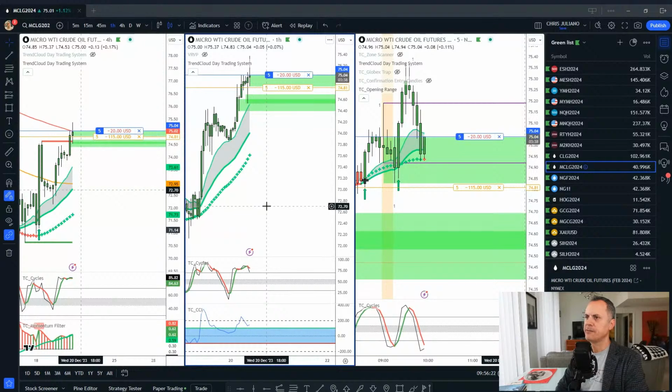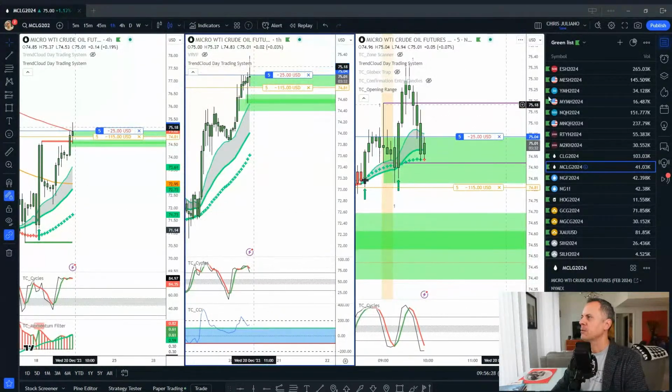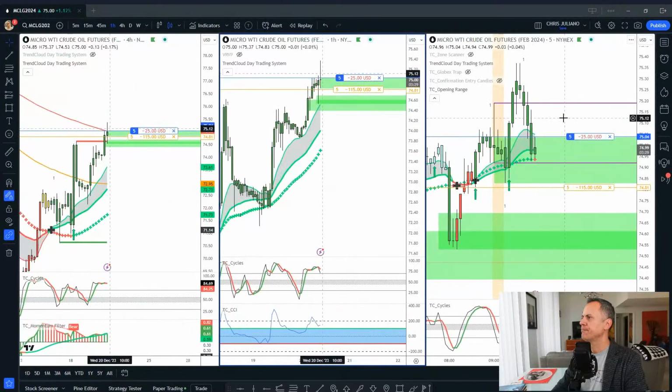Bouncing off the 50 simple. Woo, look at that. Come on. Come on, TrendCloud.